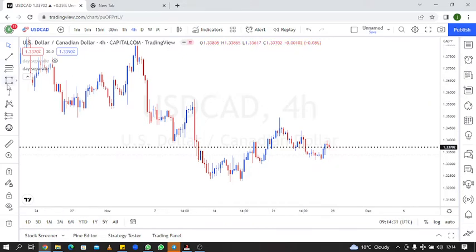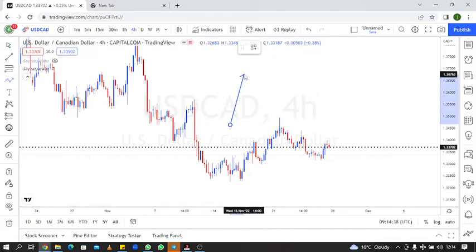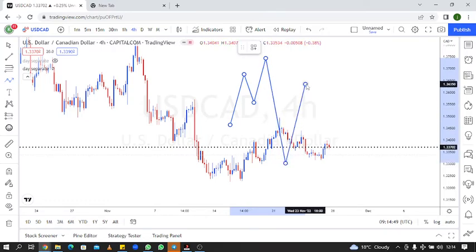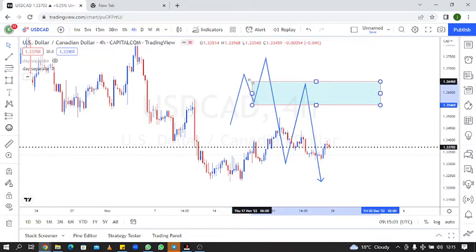So how do you know that it is a breaker or a mitigation block? I want to show you here. A breaker, the market will move like this. Now, where is our breaker block? For this case, our breaker block is here. This is the breaker block. Why is it the breaker block? This is an order block which broke the market.